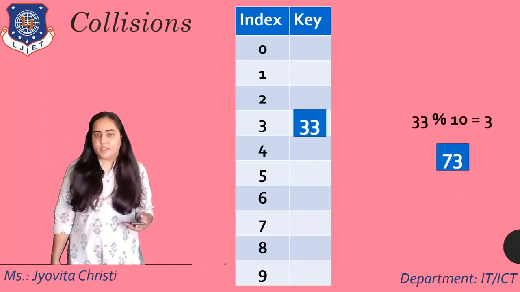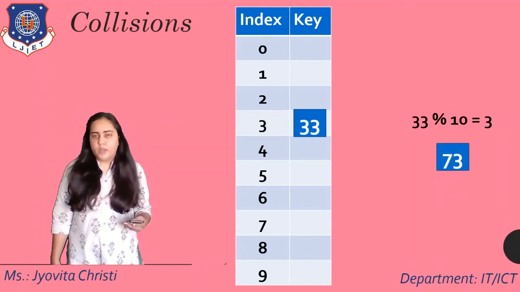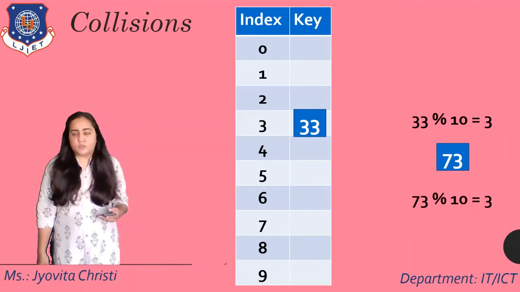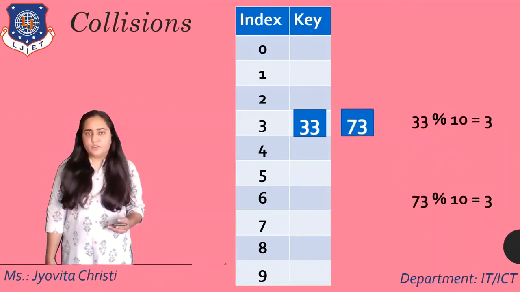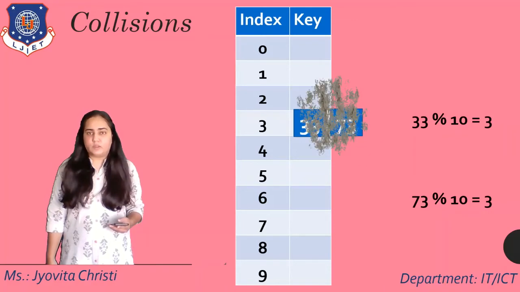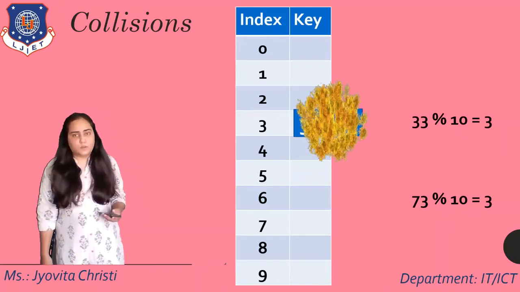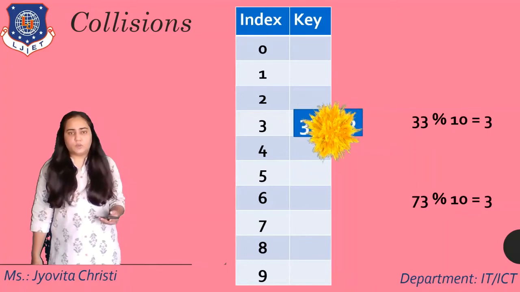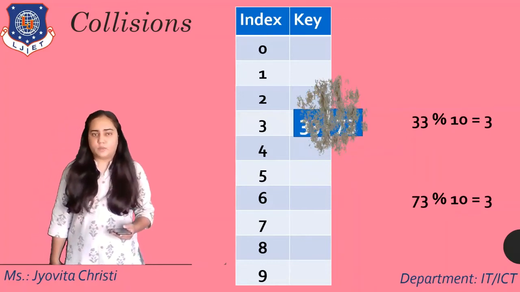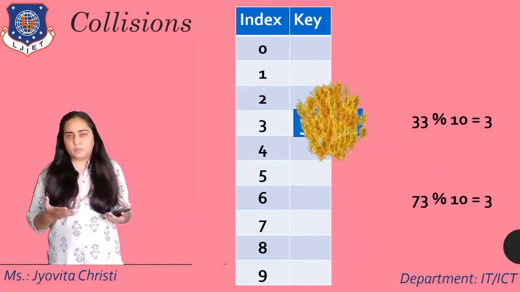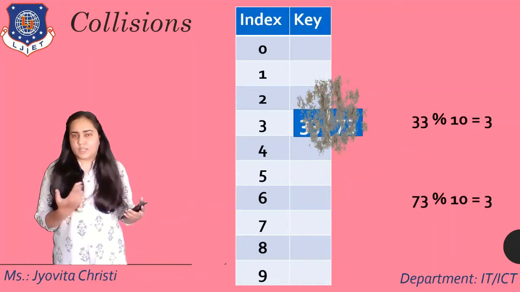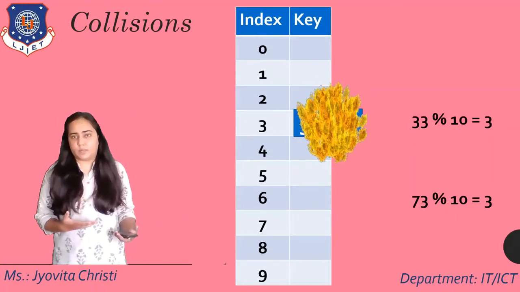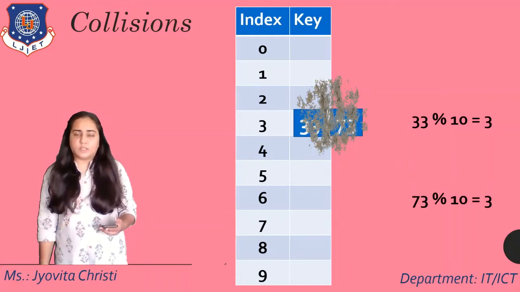Let's say that next I want to store 73. And when I do 73 modulo 10, it once again gives me 3. So when I try to store 73 with 33, it creates a collision, since I cannot store more than one key in the same bucket. So this is known as a collision.